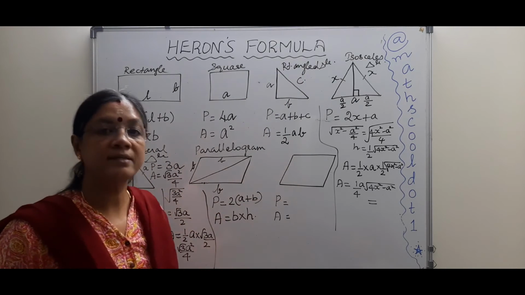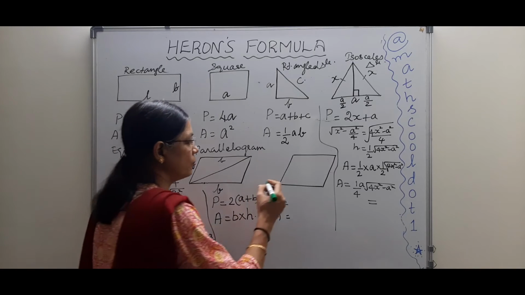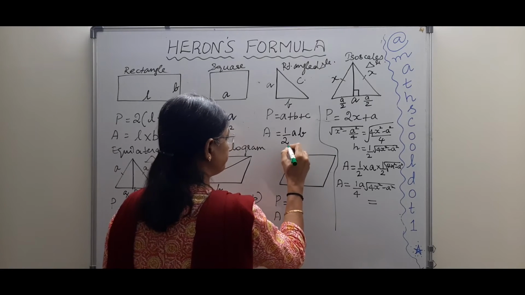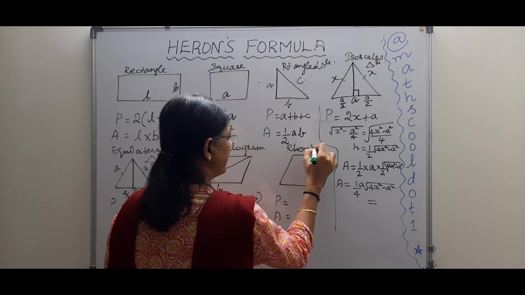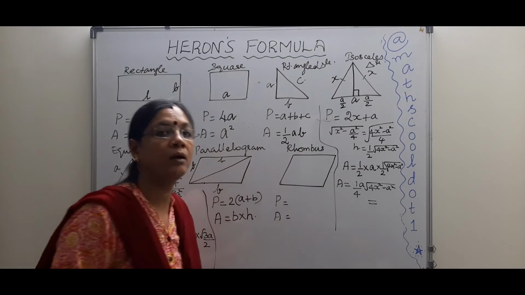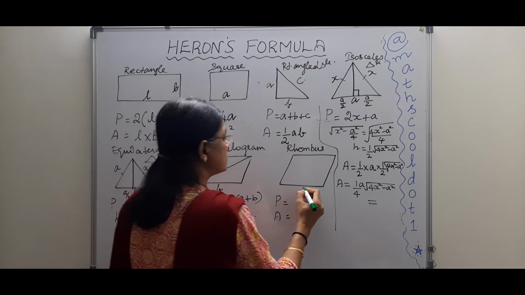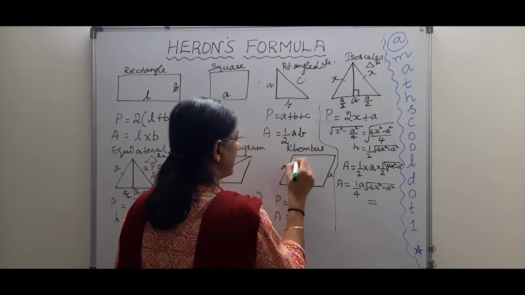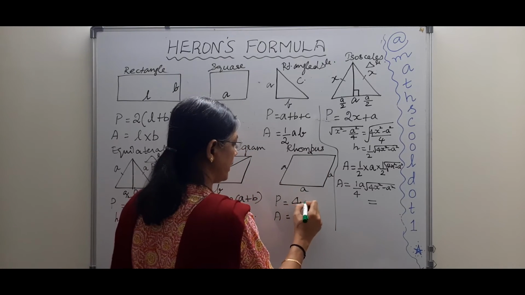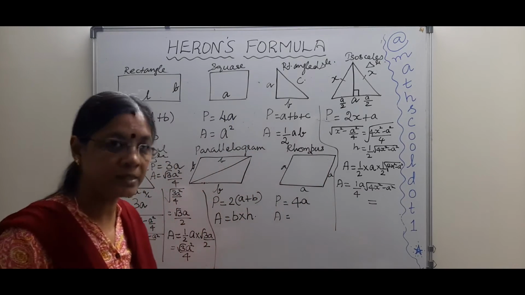Okay. So now this is a rhombus. For a rhombus, how do we find out the area and perimeter? So a rhombus is just like a square. All the sides are equal. So what I do is A. All the sides are A. So 4A is the perimeter for the rhombus.